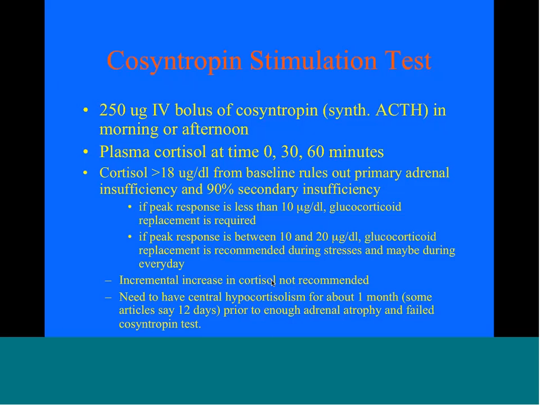And you need to have sustained hypocortisolism. If you have a pituitary problem, it needs to be at least about a month. Some articles say less, but I think a month is a good time before you get enough adrenal atrophy and you fail the test. The test works because ACTH is an adrenal corticotrophic hormone. It stimulates the adrenals to grow. You have low ACTH, your adrenals atrophy, and they don't respond to exogenous synthetic ACTH.